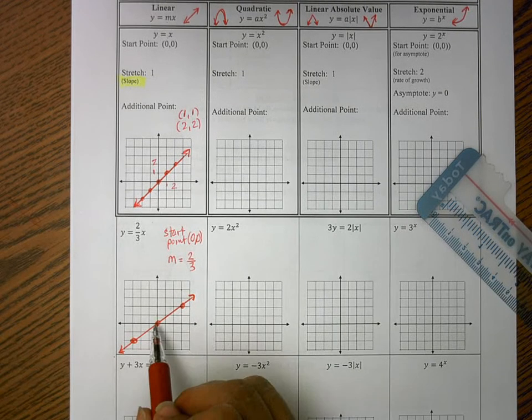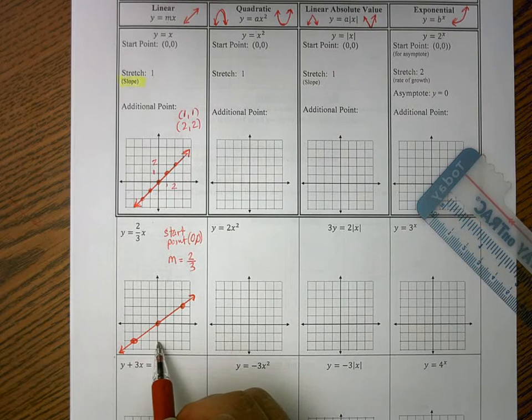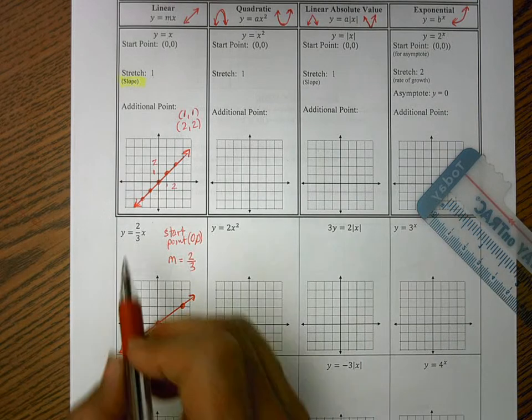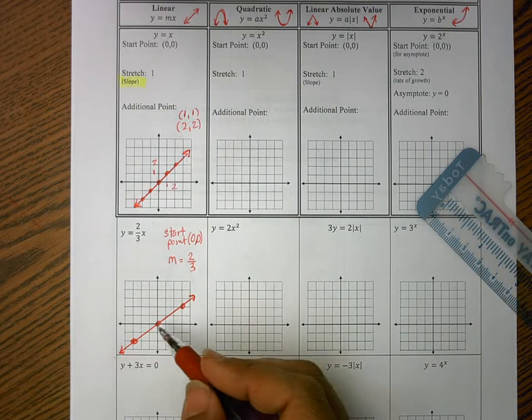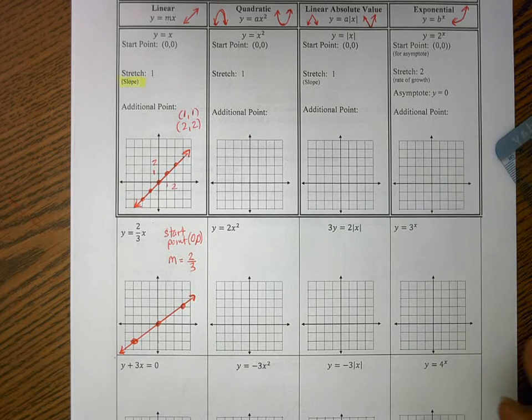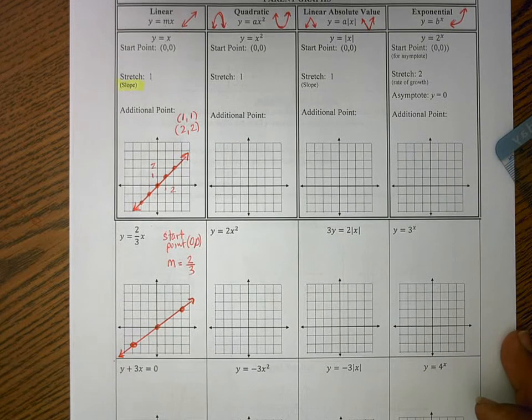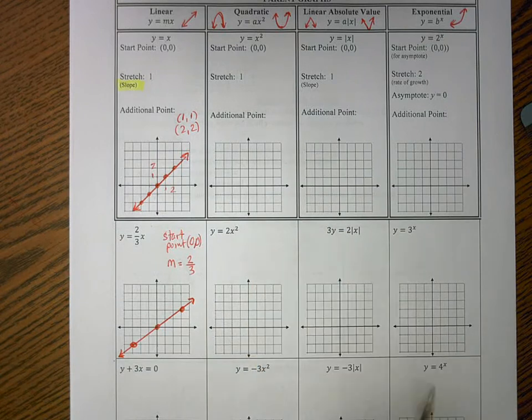So we use the slope of up 2, run 3 to the right, down 2, run 3 to the left. The slope is positive, so my function is increasing. It's going forever to the right, and the pattern continues to the left, okay? All right, let's go ahead and switch to quadratics, and then we'll come back to more linear practice and other practices down here, okay?